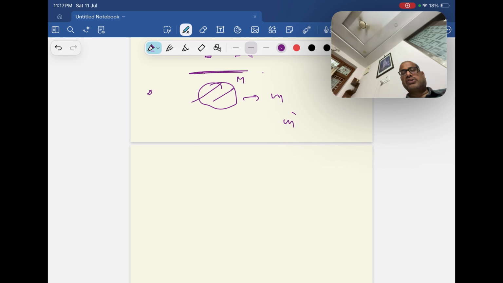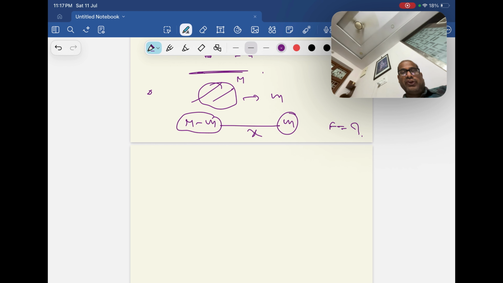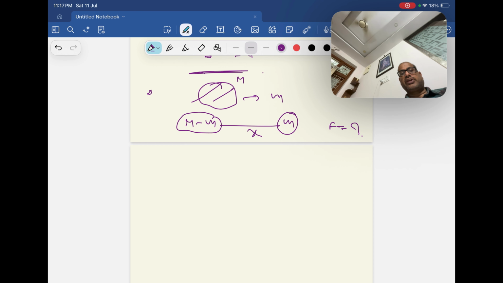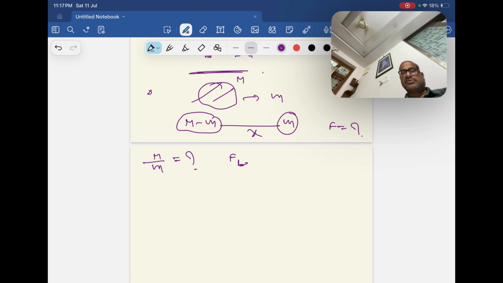If you remove a small mass m, the residual mass is capital M minus small m. If you place them at some distance, at what distance does the force between them become maximum? Or, for a given distance x, for what value of removed mass, or what fraction of mass, does the force become maximum? For a given value of x, how much mass do you have to remove? The question is: for what ratio of m by M does the force become maximum?